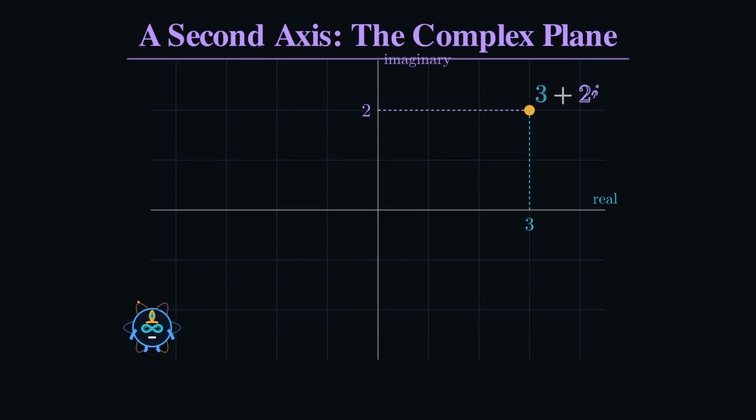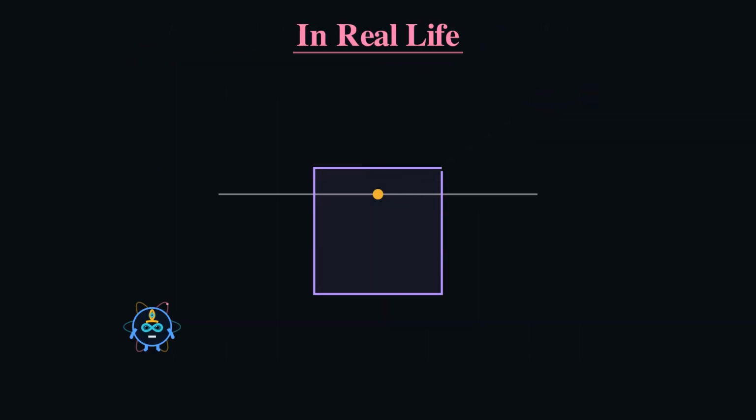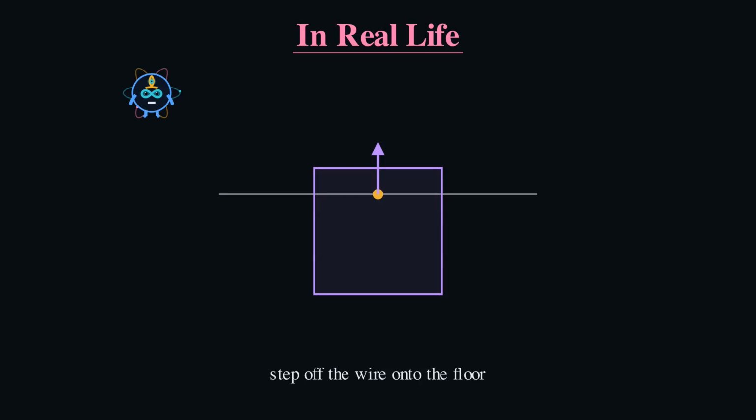3 across, 2 up. We write that 3 plus 2i. The i only means this part is measured up the new axis. And just like a vector, draw the arrow from the origin out to it. A complex number is an arrow on this plane. Hold that picture. On a tightrope, you have one choice, forward or back. Step onto the floor and a whole new direction opens up. That second direction is all i is.